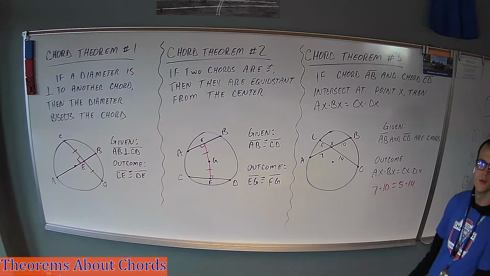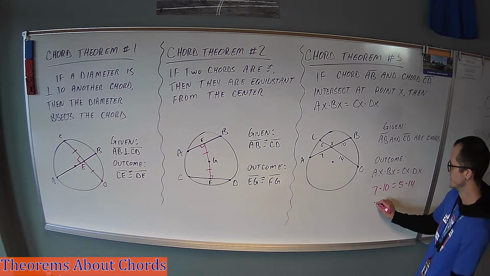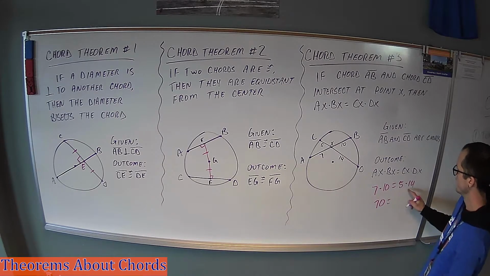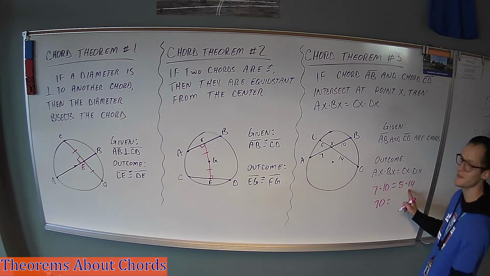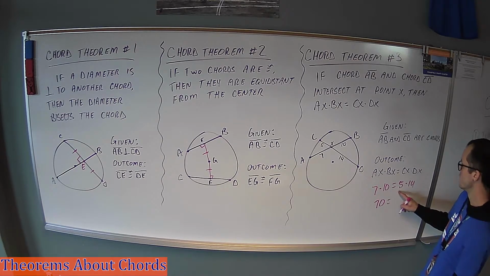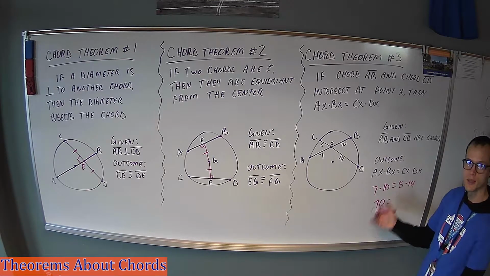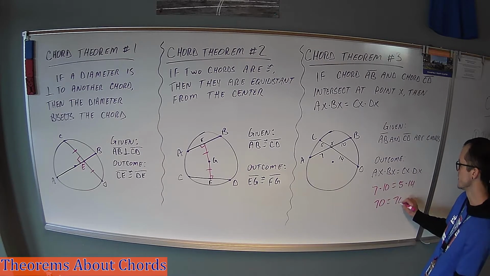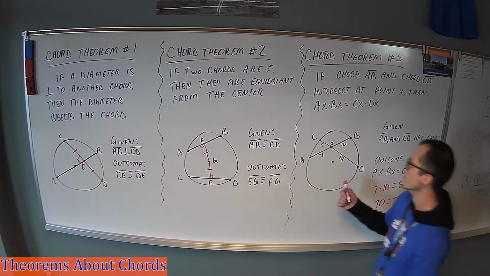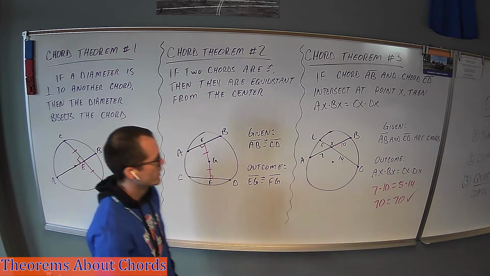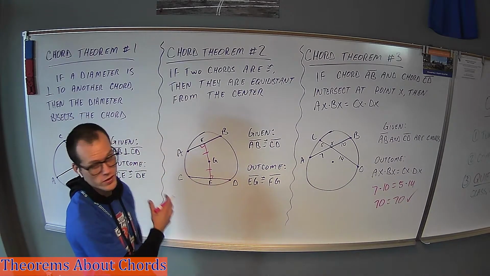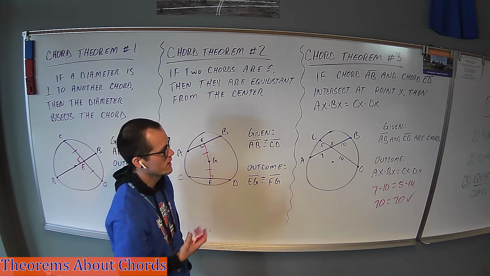Well, we can confirm this pretty quick. We know 7 times 10 is 70, and in the same way, 5 times 14, well, I know 5 times 10 is 50, and then 5 times 4 is 20. 50 plus 20, you smash them together, and you get 70. So this is a pretty powerful one that I think you'll run into more than the other two. That's just kind of a gut feeling.